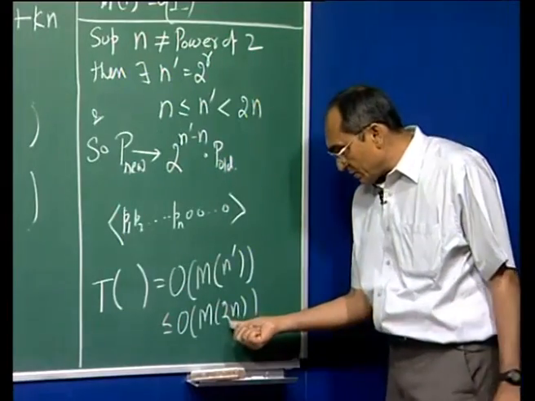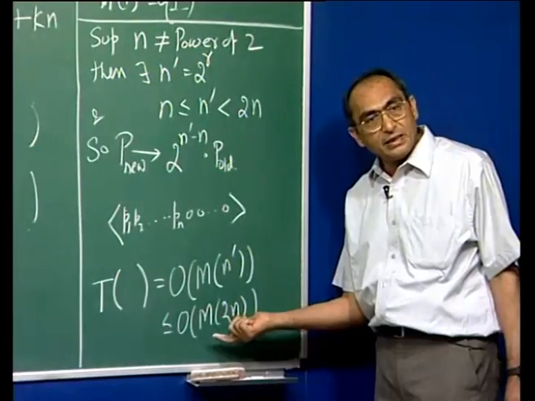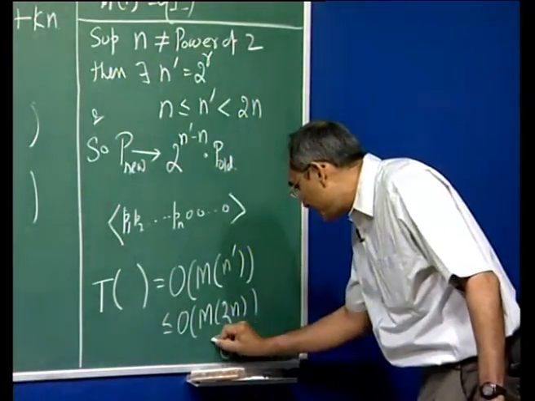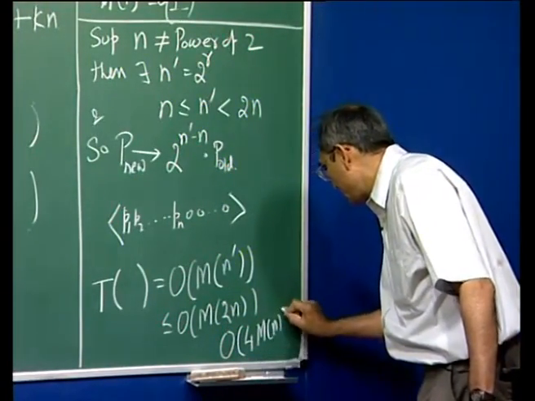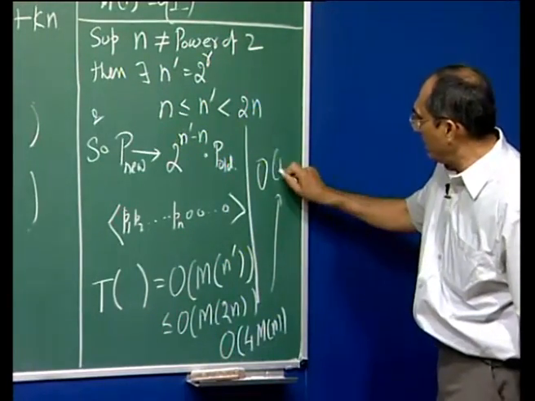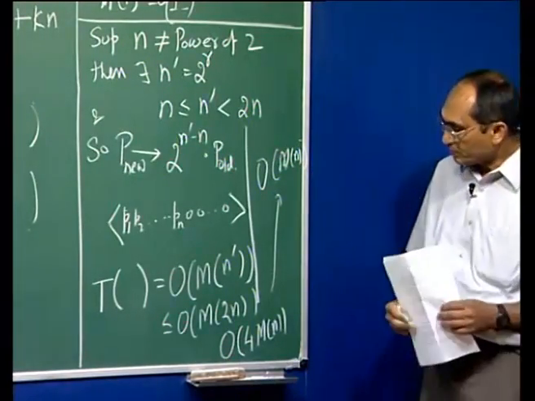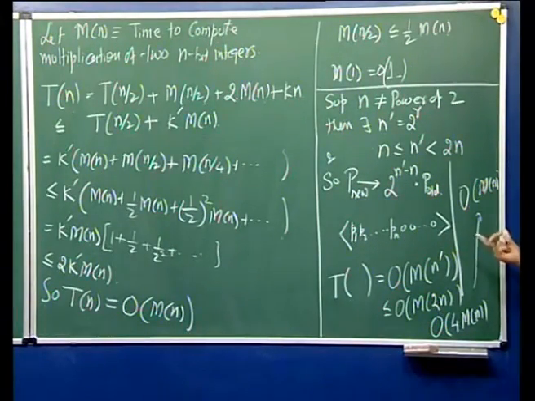We know that the multiplication is in the worst case quadratic. So this is still order, say, 4 M of n, which is still order M of n. So it is perfectly justified to use this number, because we still can argue that this is nothing but order M of n.